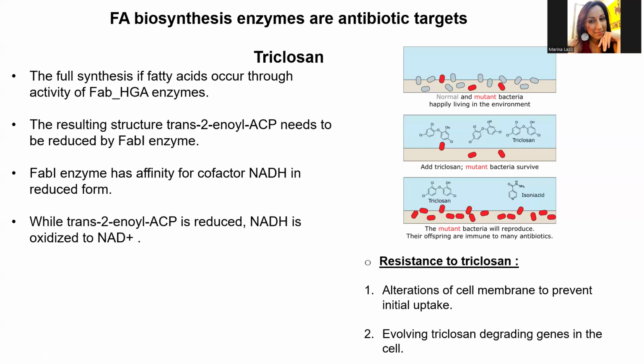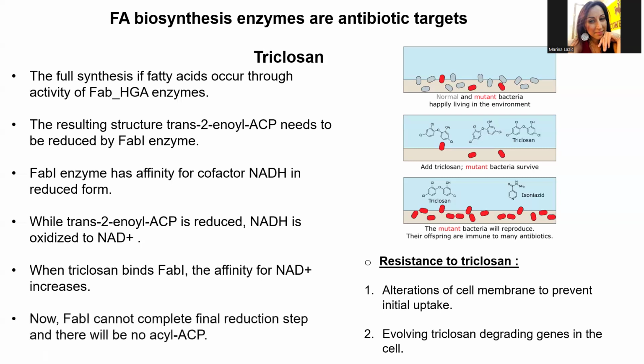But when triclosan comes in and binds to FabI, the affinity of FabI changes. Now FabI doesn't have affinity for the reduced NADH. It actually has affinity for the oxidized form, NAD+. And that disables completion of the final reduction, so you cannot get fatty acids.